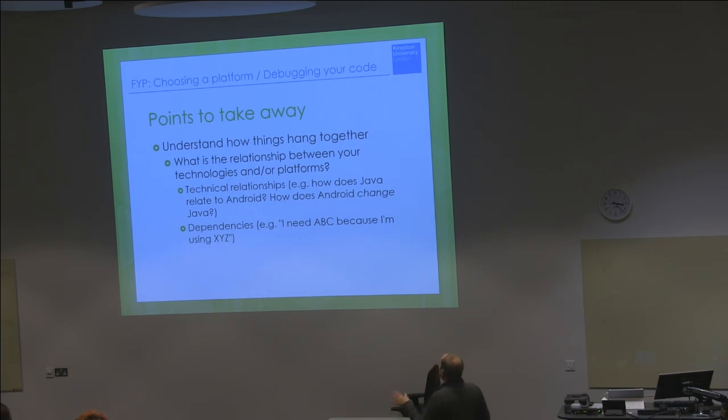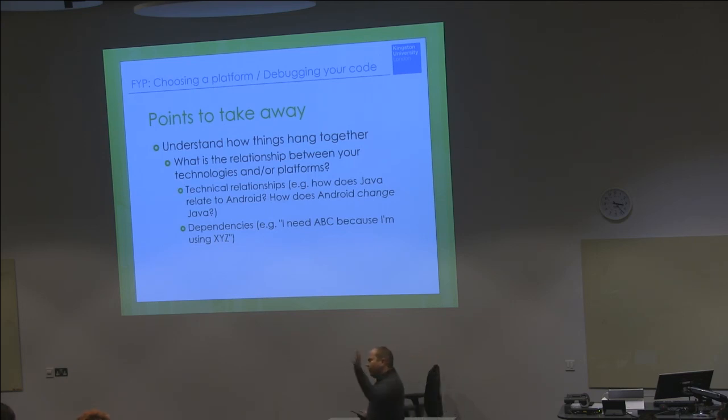Understand how the things hang together. So what are the relationships? How does Java relate to Android, for instance? How does Android change Java? For example, the way in which Android uses Java makes Java's cross-platform nature completely irrelevant. If you are saying I'm writing an Android app and I'm going to use Java because it's cross-platform, that sentence is nonsense.